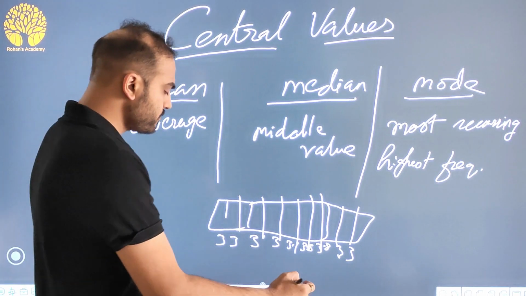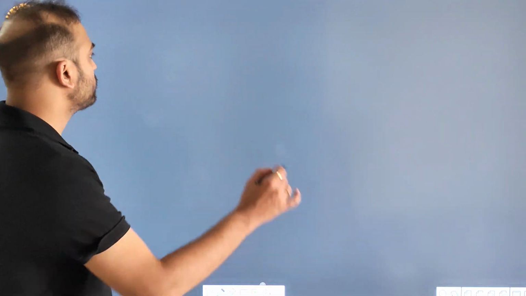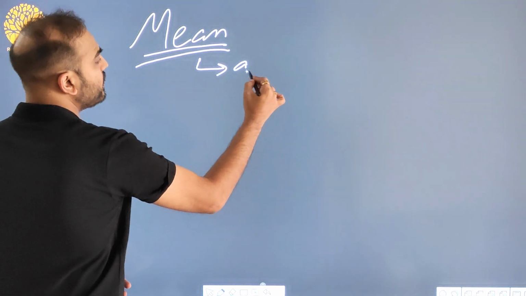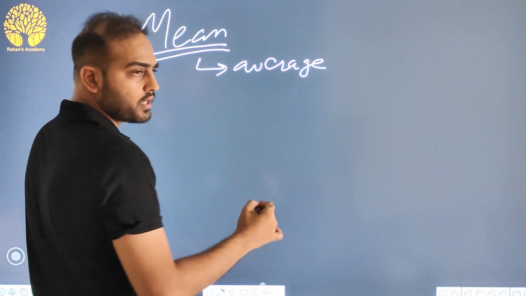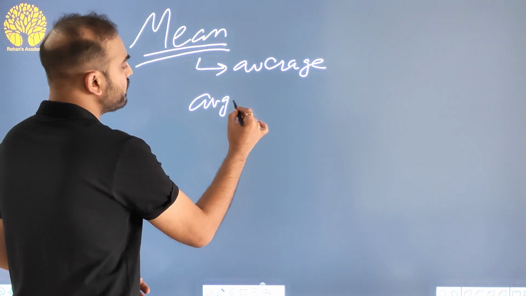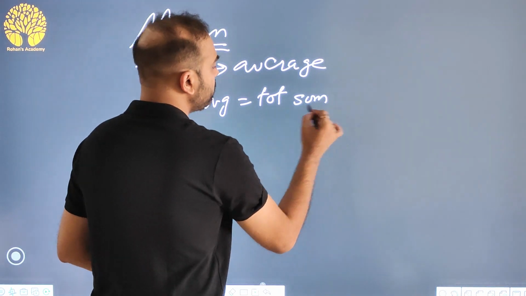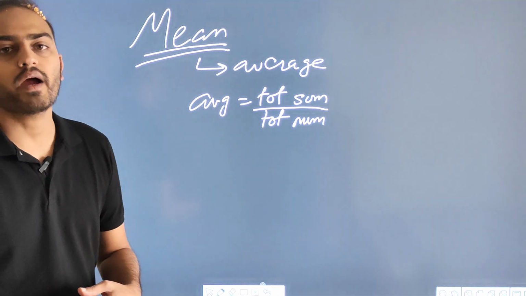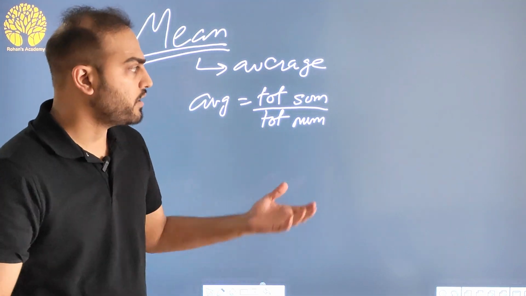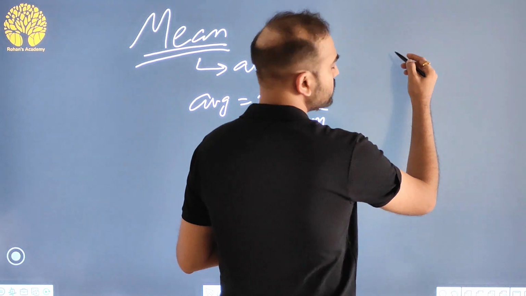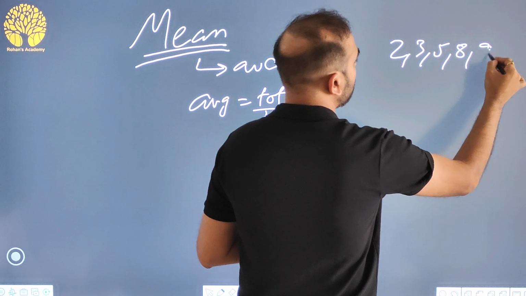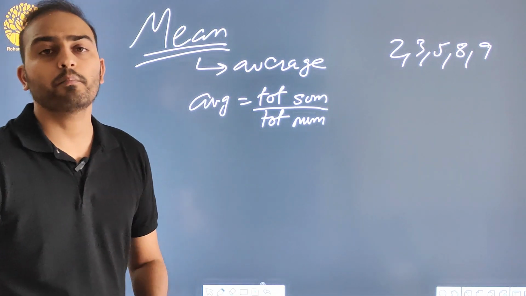Alright, so let's get into these one by one. First is obviously mean. Mean is average. How do we find average? It is simply the sum of all the values divided by the total number of values. If we have, say, random 5-6 values given to us in a data set, say the values of the data set are 2, 3, 5, 8, 9, and they ask what is the mean of this.